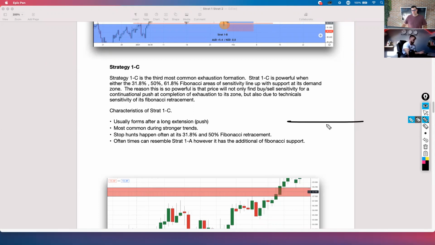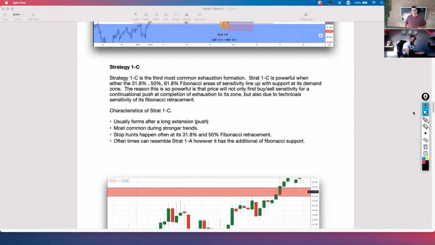So we're essentially in normal exhaustions, right? Let's say we have a demand zone. In a normal exhaustion, we have a push exhaustion. So what was resistance is now becoming support. But in this scenario, Strat 1C, we're looking for additional confirmation as price makes an exhaustion to not only its zone, but also a significant fib.